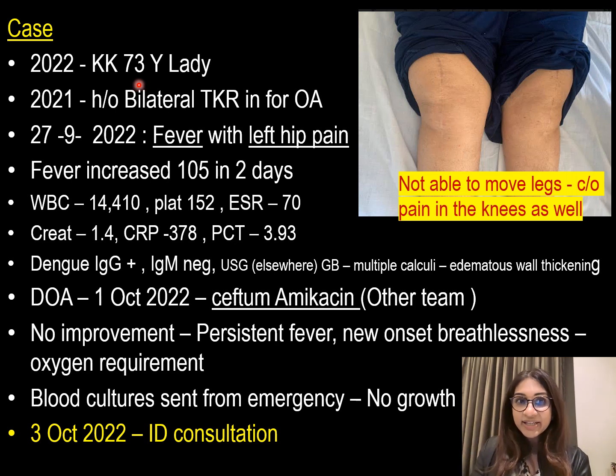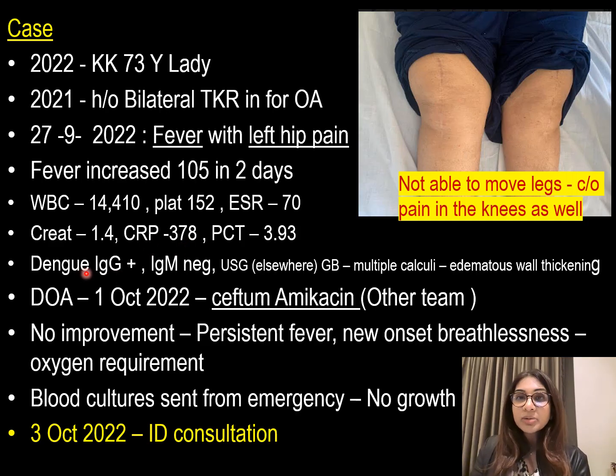This is a 73-year-old lady who had undergone bilateral TKR almost a year back for osteoarthritis. Then she presented with severe left-sided hip pain, which was associated with fever. The fever increased to 105 in the next 2 days. She got admitted. There was leukocytosis. There was a significant increase in the biomarkers: ESR was 70, CRP was close to 400, and the PCT was also elevated, indicating that there is a very fulminant disease or infection which is brewing up.